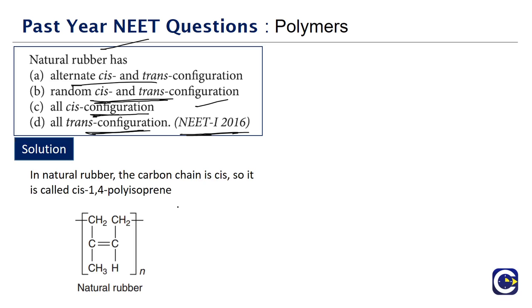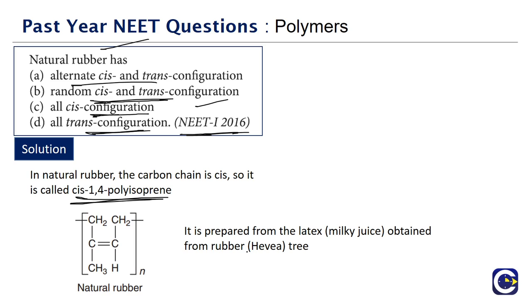So what is natural rubber? The cis form of 1,4 polyisoprene. That is the natural rubber that we obtain from the latex of the rubber tree. The latex is the milky juice that we get from the rubber tree, so that will be in the cis form. So the answer for this is option C.